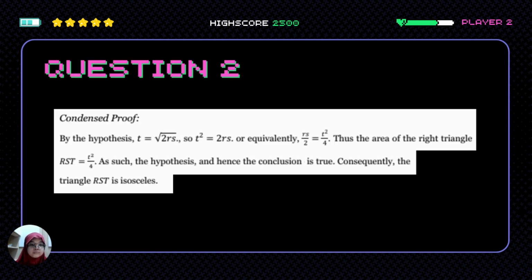So from this we know that by the hypothesis T equal to square root 2RS, so we get T squared equal to 2RS, or equivalently RS over 2 equal to T squared over 4. So that's the area of the right triangle RST, T squared over 4, as the hypothesis, and hence the conclusion is true. So consequently the triangle RST is isosceles, and we go to the next question.